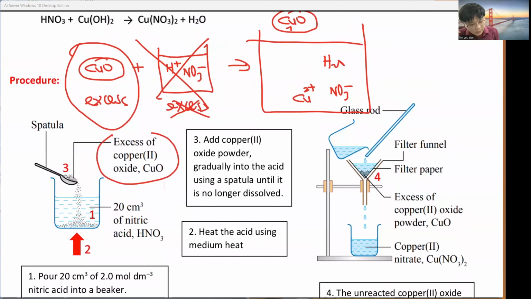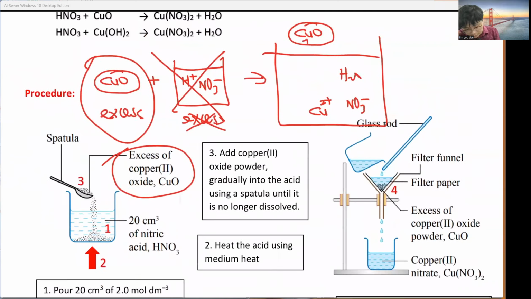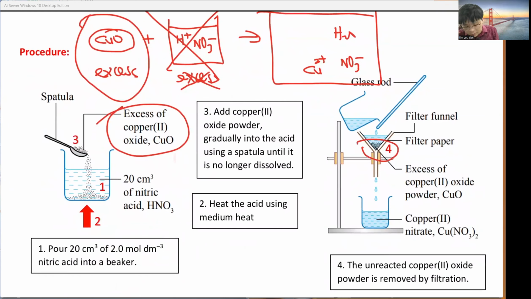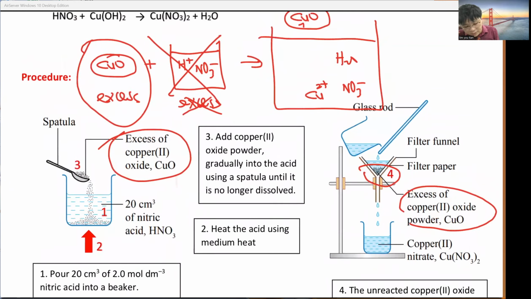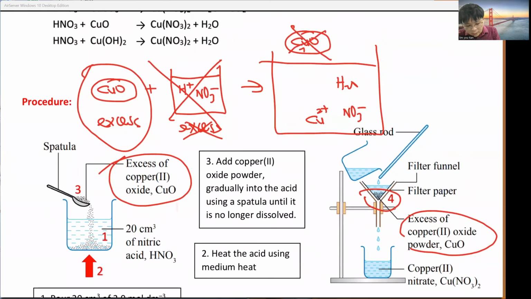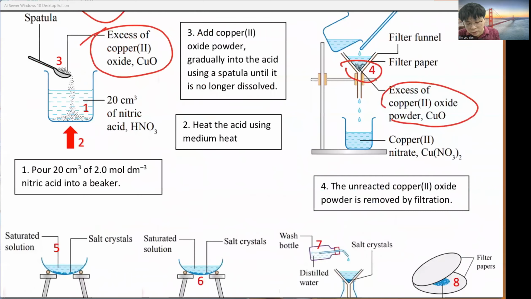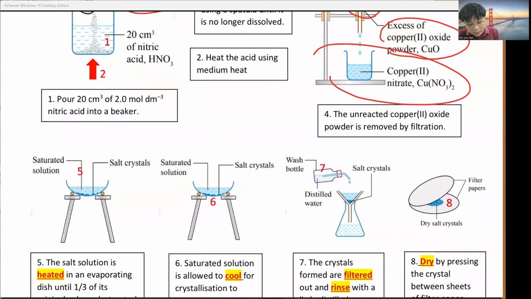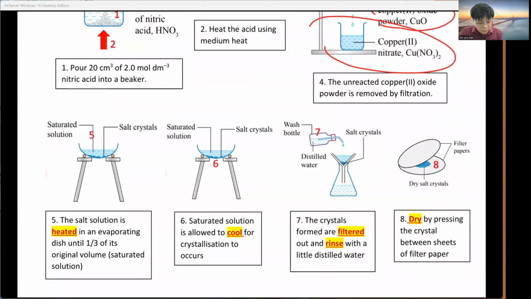That's why you see here, I put excess copper 2 oxide. Then after that, I have extra copper 2 oxide, so I will filter it out. After you filter this thing out, what is inside is copper 2 nitrate. This copper 2 nitrate is a soluble salt, that's why it's in the water. So how do we take it out? Very simple. We use the 5 steps: heat, cool, filter, rinse, and dry.